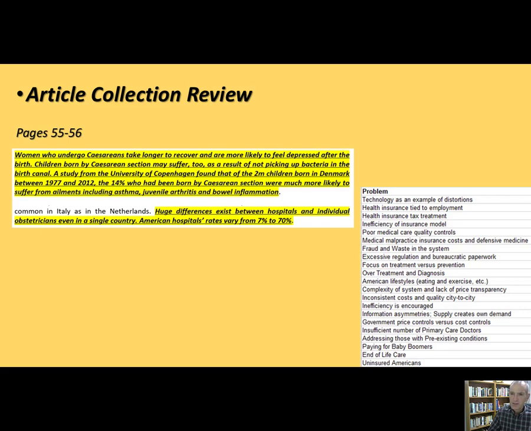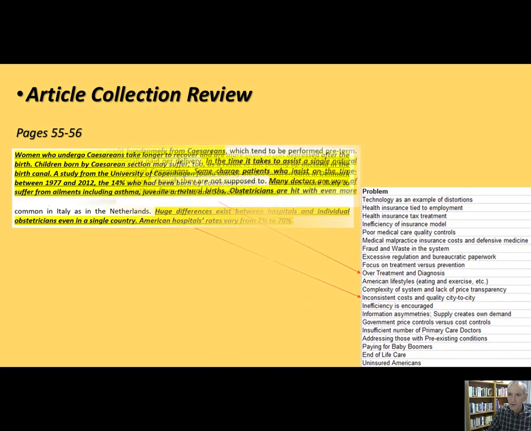Huge differences exist between hospitals. So again, not only is this overdiagnosis, but it's also inconsistency, cost, and quality between cities. American hospital rates can range, look at this, from 7% to 70%. So the 7%, that's too low, right? We saw 10 to 15 was the ideal number, but 70%, that's a hospital whose doctors just don't want to have a pregnant woman sitting in the hospital for hours waiting for the baby to come. They just say, we want your baby to come on schedule, right when we want it.